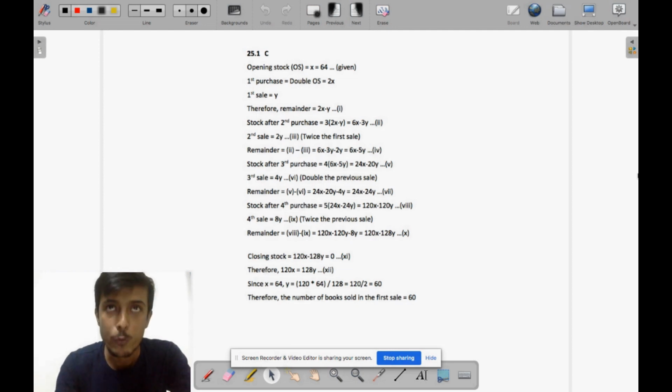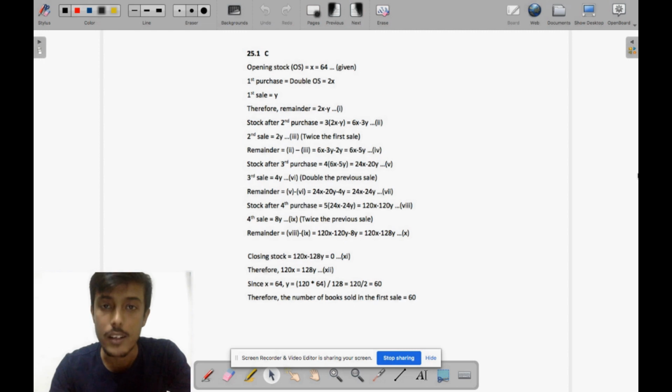So the stock after the fourth purchase will be what? As given in the question, 5 times the remainder of the third sale. So the third sale remainder was what? 24x minus 24y, the seventh equation. So 5 times that will become 120x minus 120y, which gives you the eighth equation, 120x minus 120y.